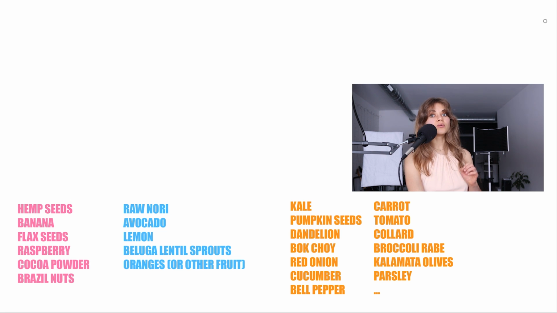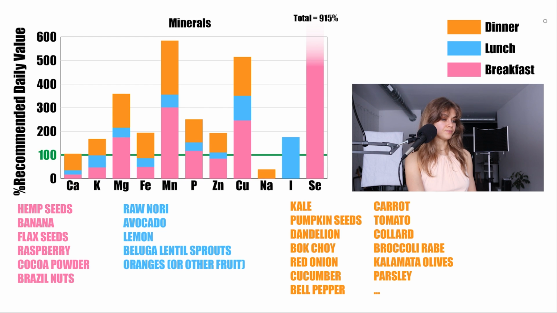So let's look at where we are in terms of data. Again, recommended daily value 100 is shown in green here. And again, our outlier is selenium. Selenium I'm getting from Brazil nuts. It's incredibly important to keep in mind on raw plant-based diet to keep track of vitamin D, vitamin B12, selenium, iodine. Those things require you to consume specialized foods.